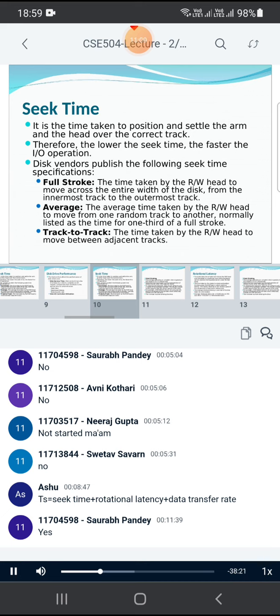Next is average. Average is the time taken by the head to move from any random track to any other random track. That is the average stroke. Track to track is the time taken by the head to move between any two adjacent tracks. Now tell me, out of these three, in which of these will the seek time be least? Full stroke, average, or track to track?